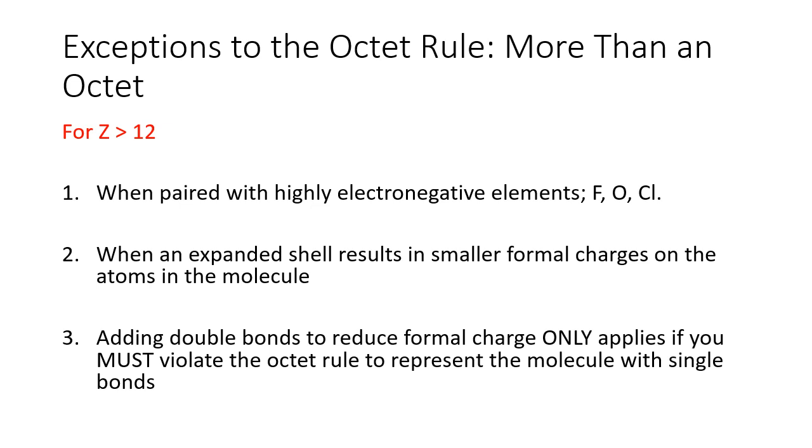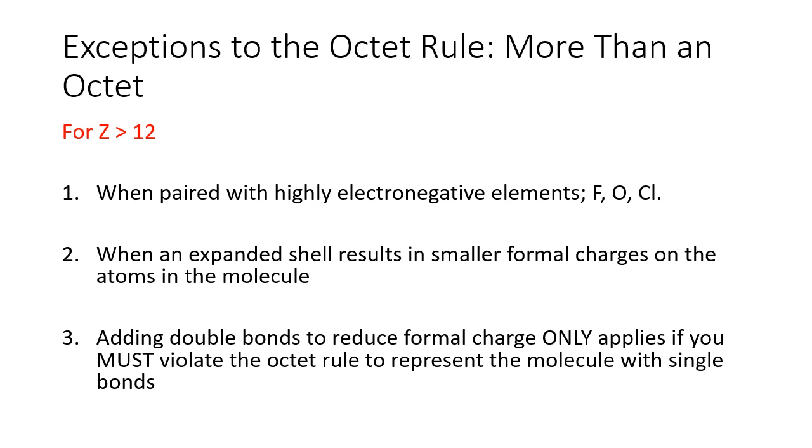So if your atomic number is greater than 12, then you can open up the D block to bonding, which obviously the D block has 10 possible positions, so 10 plus 8 is 18. So when does this happen? When you have a cation that is paired with highly electronegative elements such as fluorine, oxygen, or chlorine. When the expanded shell results in a smaller formal charge on the atoms in the molecule.